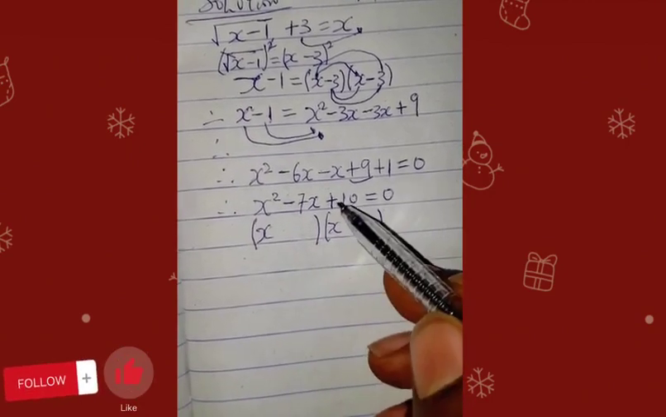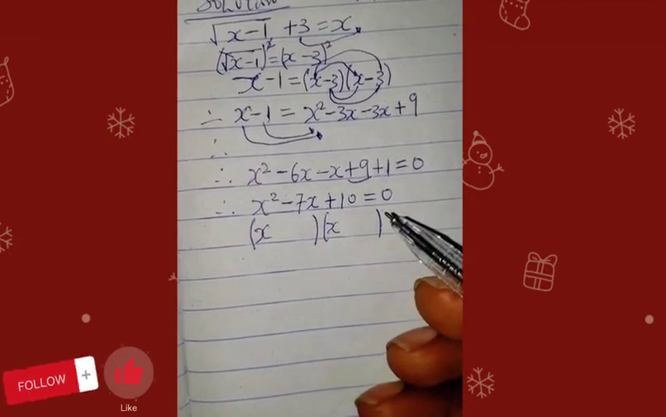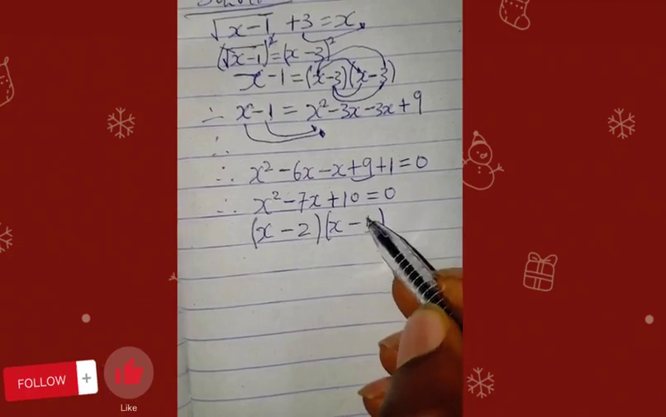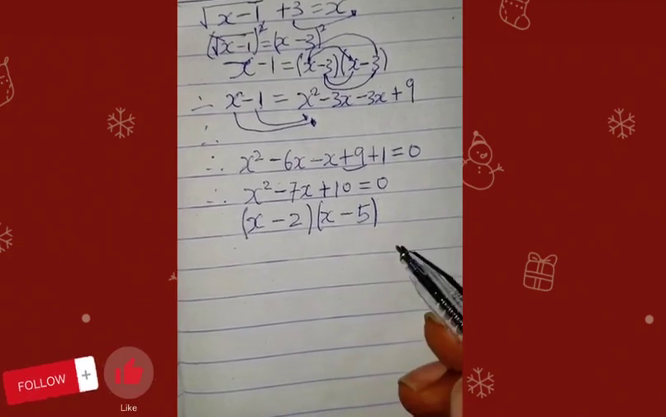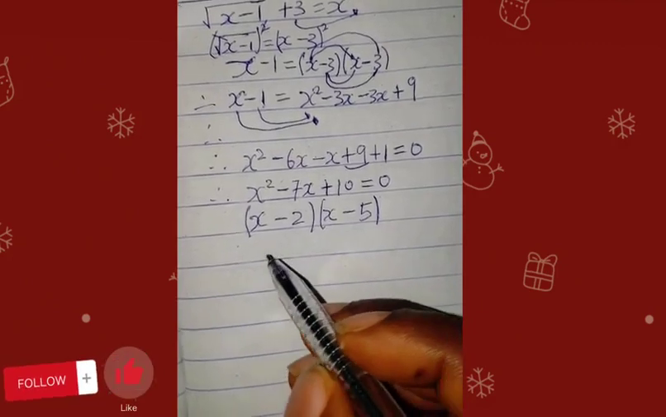2 times 5 is 10. So now what will give us minus 7 is minus 2 times minus 5, so the signs we are going to use should be minus 2 and minus 5. The explanation is in our previous video. You can watch it to understand quadratic equations.